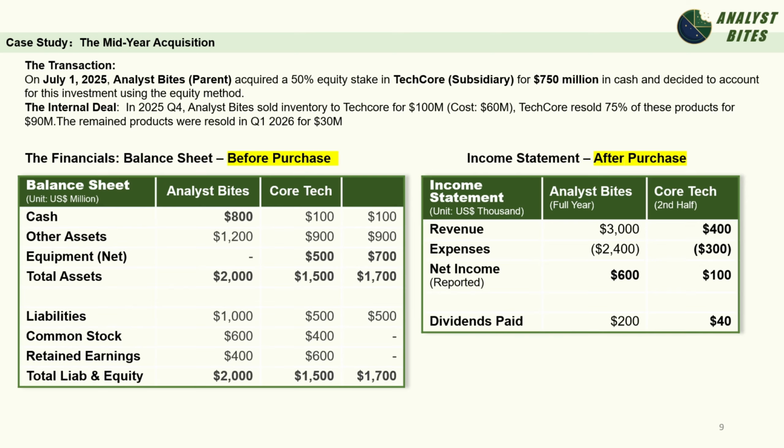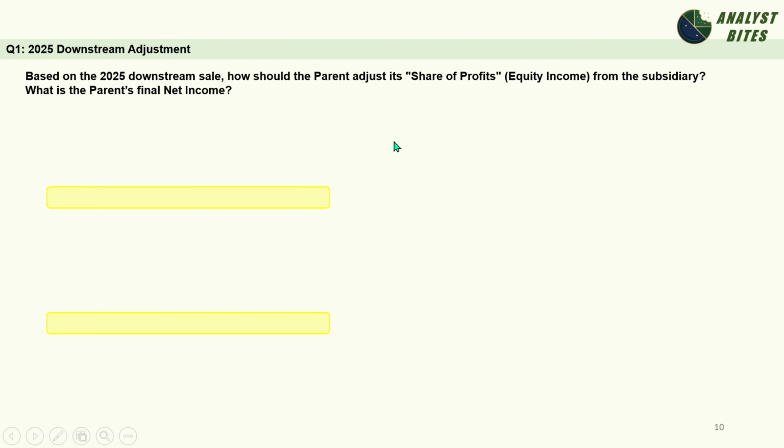This is a classic intercompany transaction. While profit was recorded in 2025, a portion of it hasn't truly left the group. This creates a timing issue for our profit recognition. Now let's jump straight into the first question.